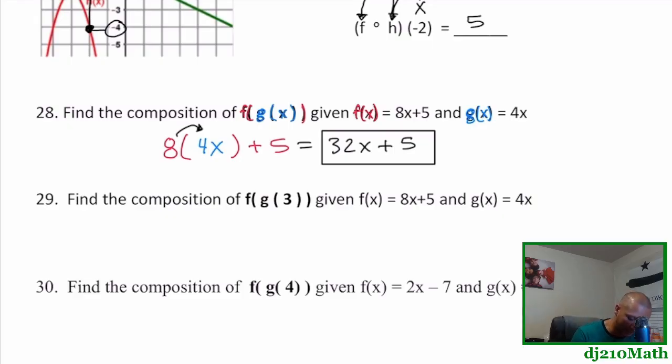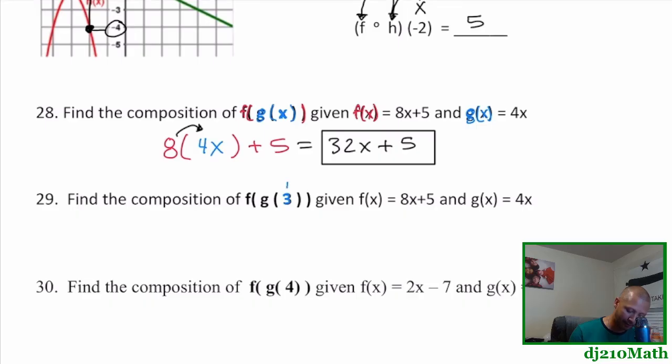Hey, that's it. There's nothing else to do. 32x plus 5. Don't make a rookie mistake. Don't distribute a second time. It doesn't work that way. It only goes into the parentheses once. Okay. Keeping it going. Look what's dope about this. X is 3. So here in 28, X was just X. Now X is a number, which is nice.